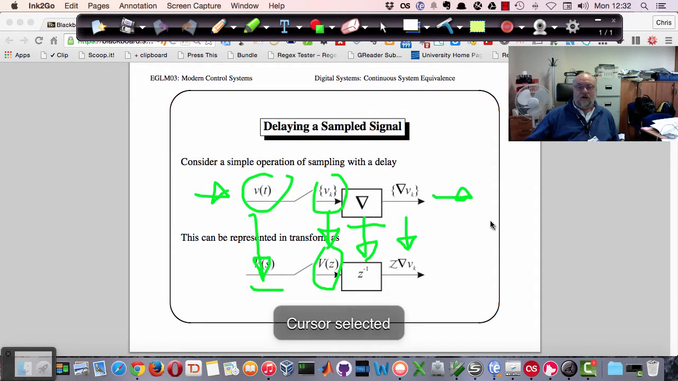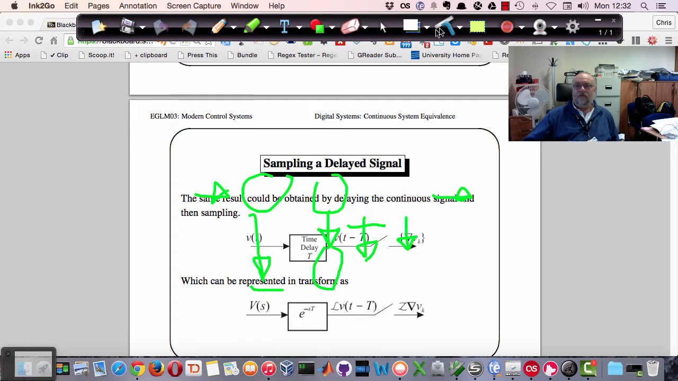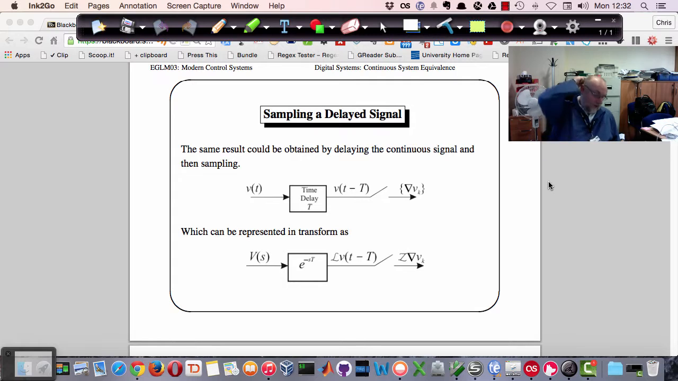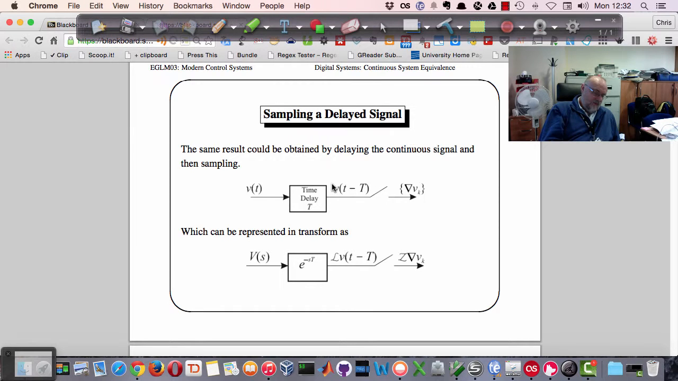So if we then move on to the next slide, we can look at this a different way. We can consider what might happen if we were to take a continuous time delay. So v of t now is time delayed by T. The operator there is v of t minus T.